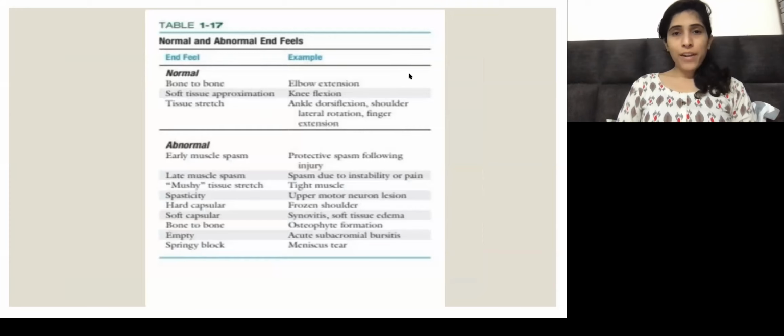So we have abnormal end feel. Abnormal end feel we can divide into early muscle spasm and late muscle spasm. Then we have spasticity, hard capsular end feel, bone to bone abnormal end feel, empty end feel, and springy block type of end feel.